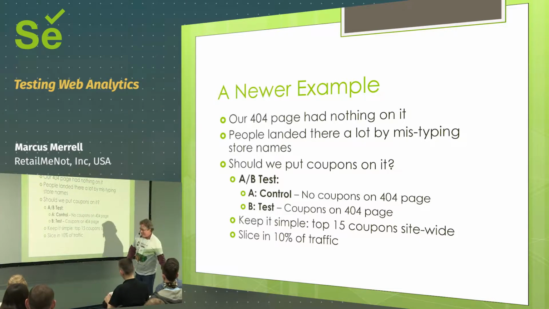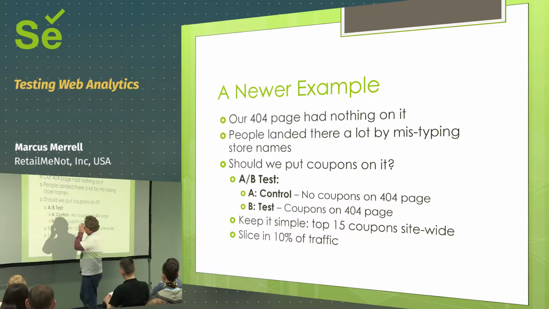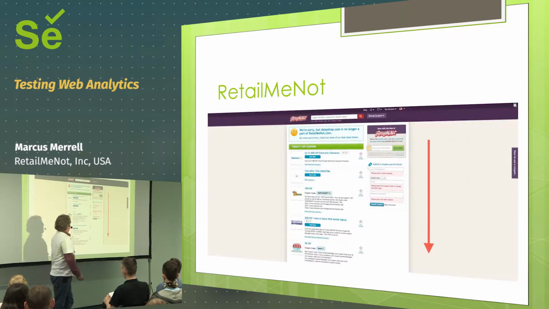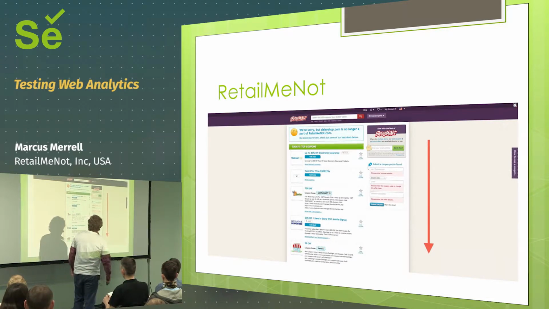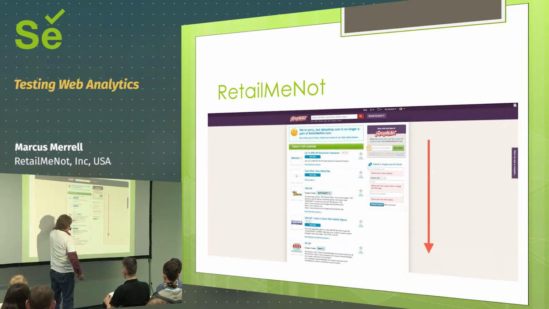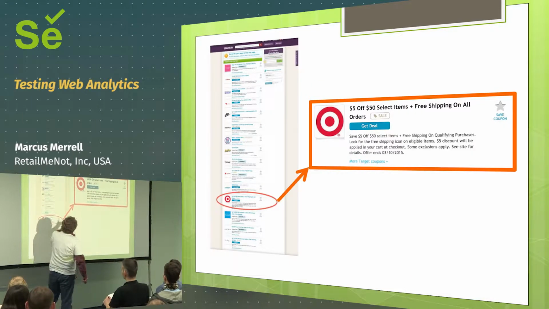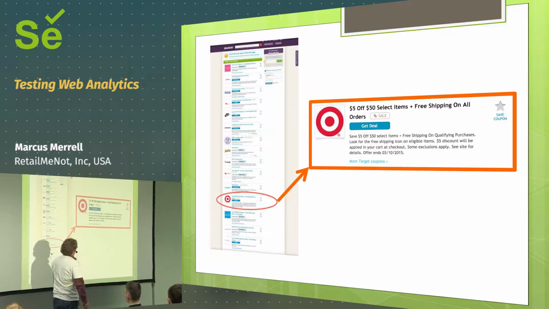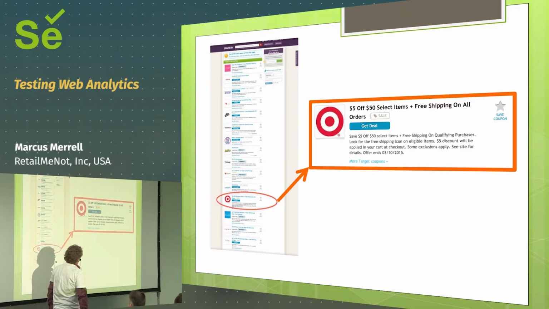Monetize everything, right? So 90% of the people coming in see the old 404 page. 10% see the page with the coupons on it. We'll keep it simple. Only the top 15 coupons that people are clicking on today will go onto that site. We're going to slice in 10% of the traffic. And this is what it looks like. Here's a coupon, here's a coupon, here's a coupon. And then when we get down to the bottom, we find out that this particular Target coupon on the 404 page tends to be very popular. It's a good one.